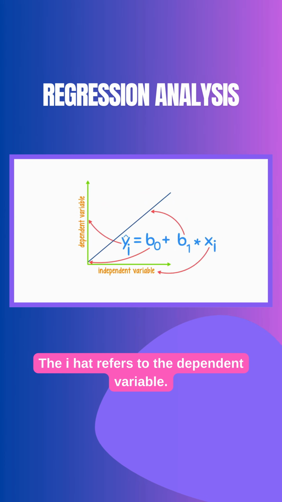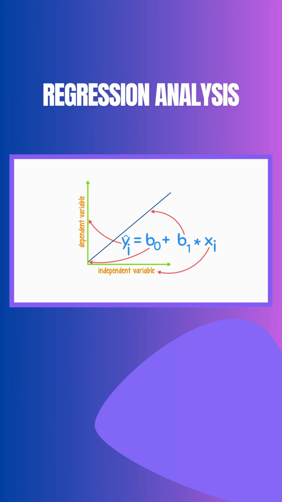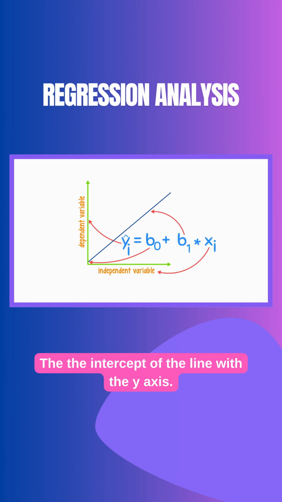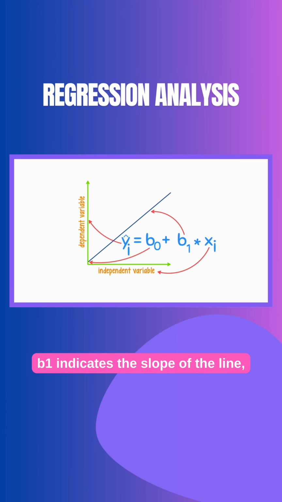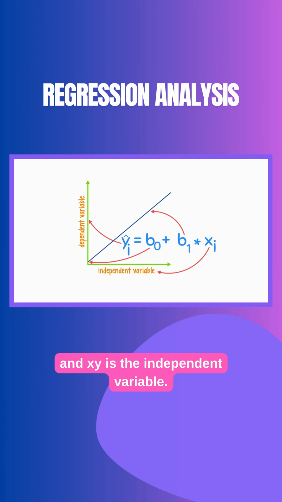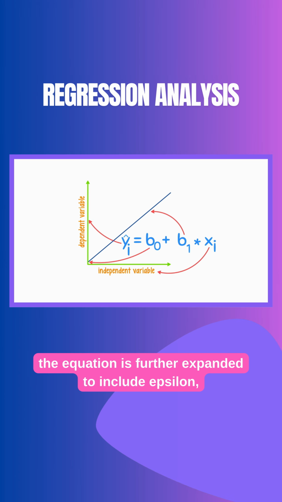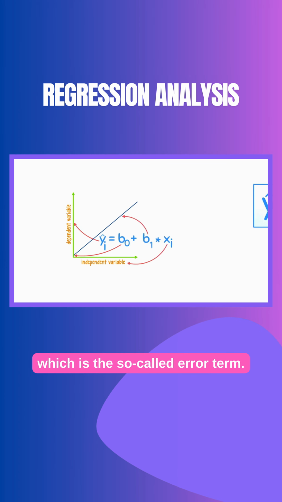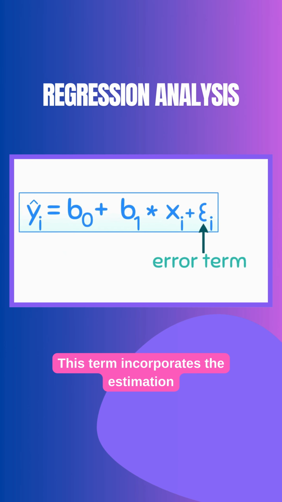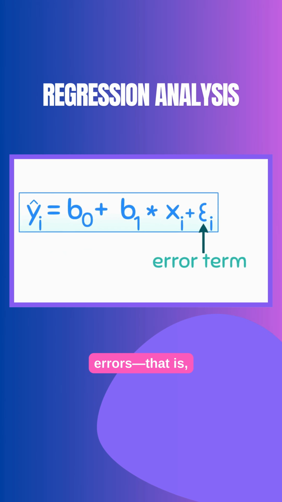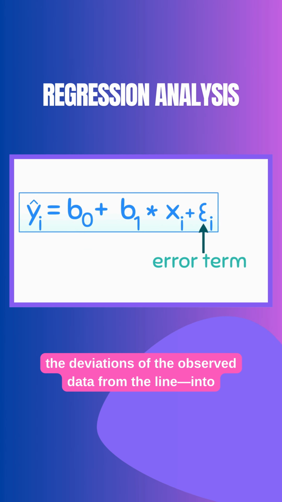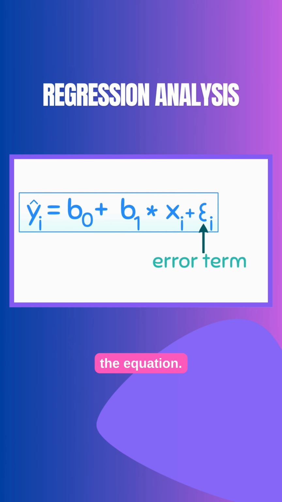The y hat i refers to the dependent variable. b0 refers to the intercept of the line with the y-axis. b1 indicates the slope of the line, and xi is the independent variable. Often, the equation is further expanded to include epsilon, which is the so-called error term. This term incorporates the estimation errors, that is, the deviations of the observed data from the line, into the equation.